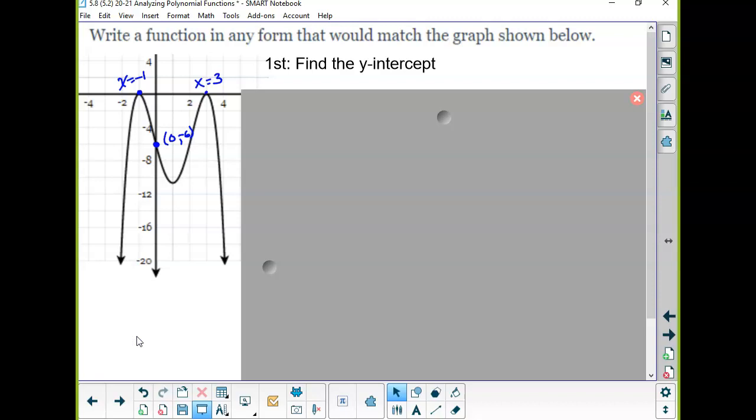So the directions tell us to write a function in any form that would match the graph shown below. Well, as we just saw, all of the examples we saw were written out in what we call factored form. So we know right away 2 of the factors of this. Now we actually know more because of the multiplicity.